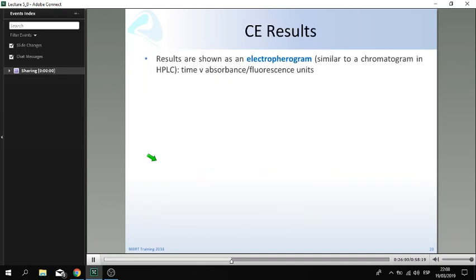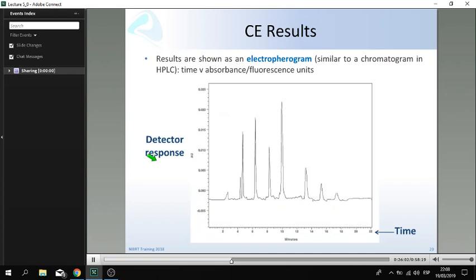Your CE results will be shown as an electropherogram. An electropherogram is quite similar to a chromatogram, as you will see when we start discussing liquid chromatography, high performance liquid chromatography. On the x-axis you usually have time, and on the y-axis you have detector response, which might be UV response or response from your laser-induced fluorescence. Then you get your peaks as your sample goes through the detector.